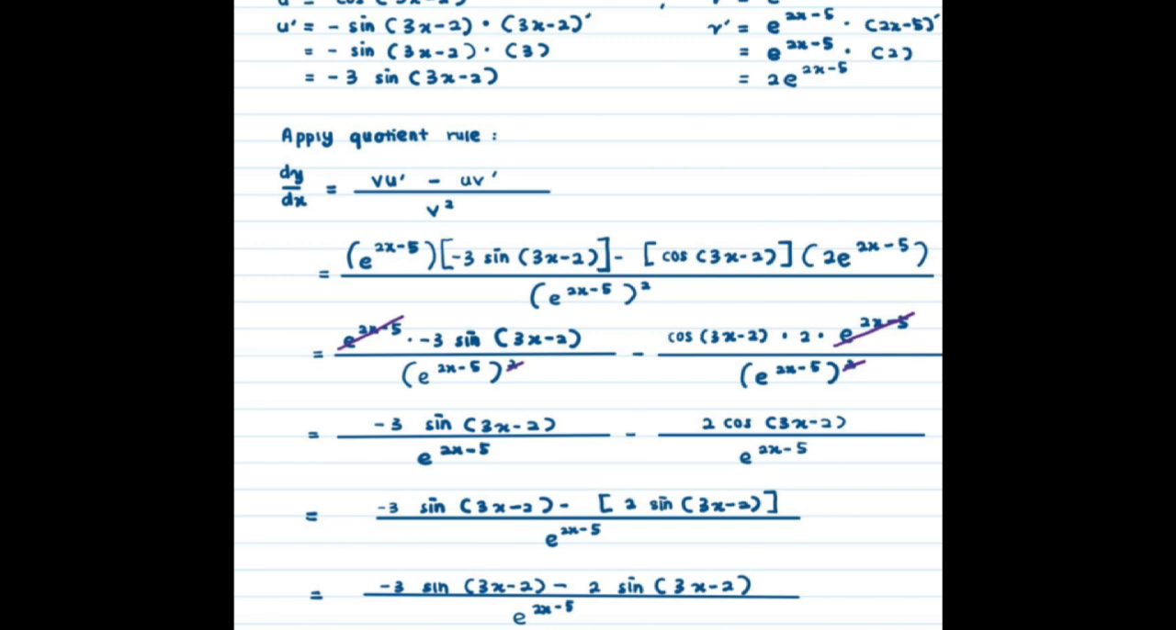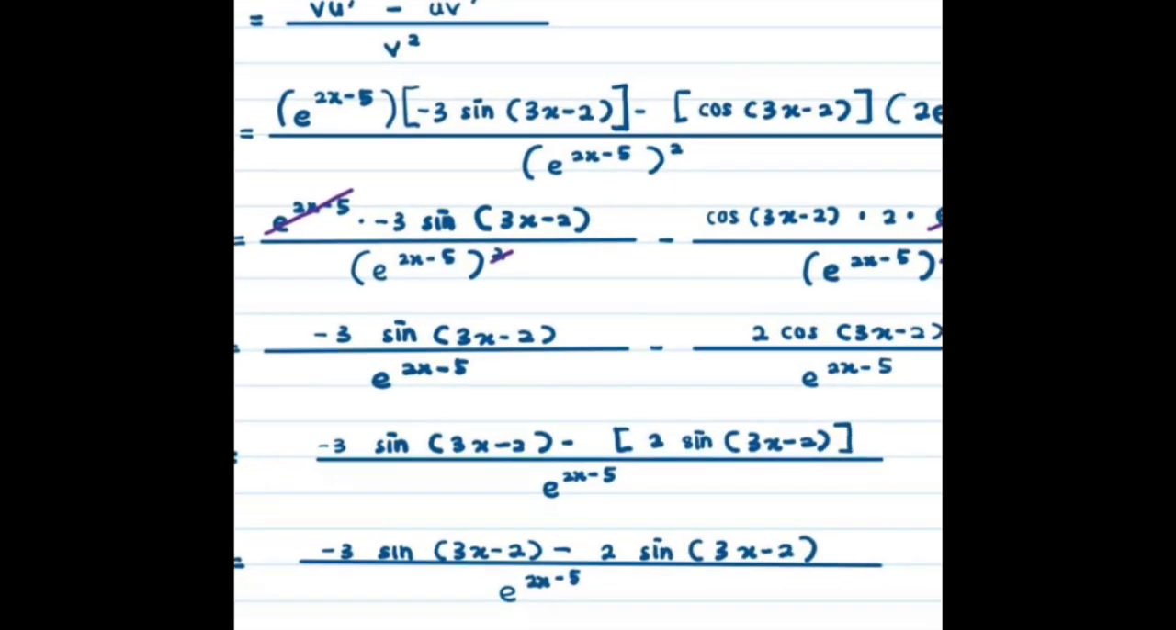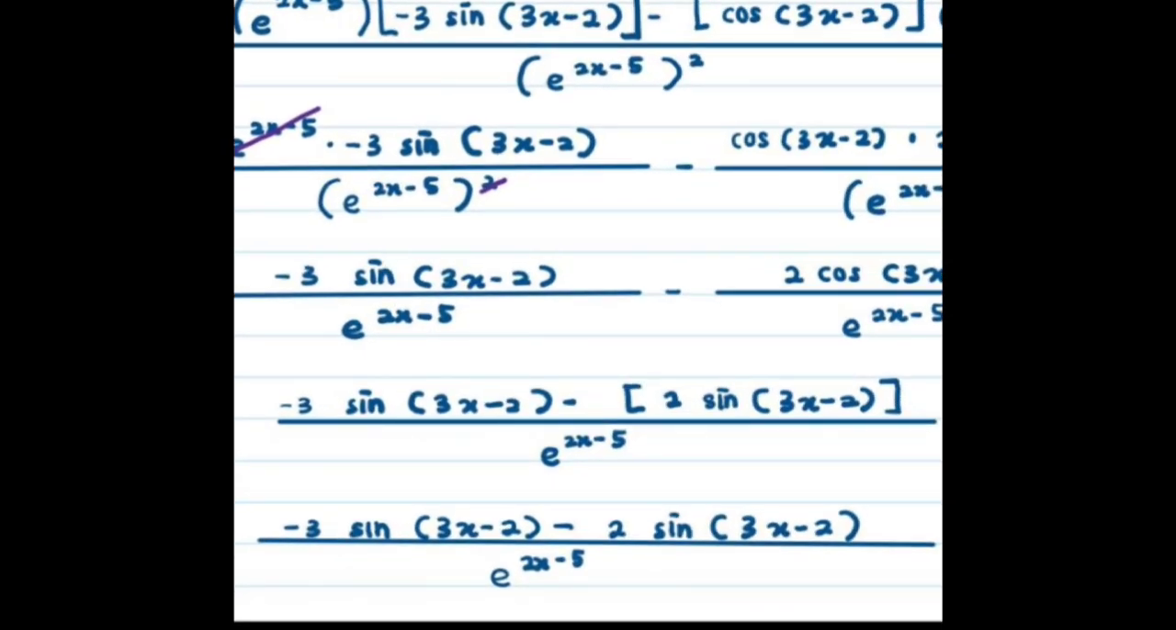Next step, we need to simplify by cancelling e to the power of 2x minus 5 from the numerator and denominator. So the final answer here we got is negative 3 sine in the bracket 3x minus 2 minus 2 sine in the bracket 3x minus 2 over e to the power of 2x minus 5. And that is the differentiated form of the function using the quotient rule.